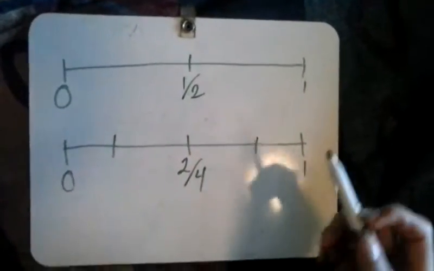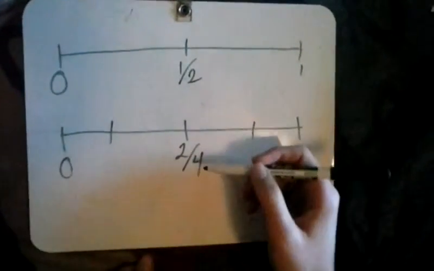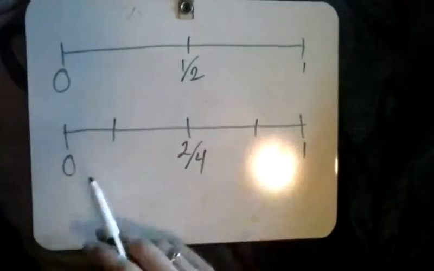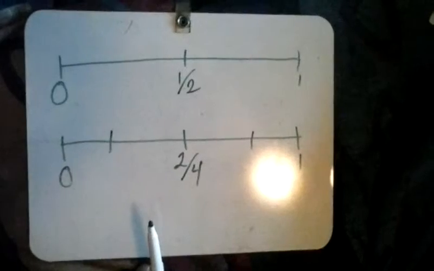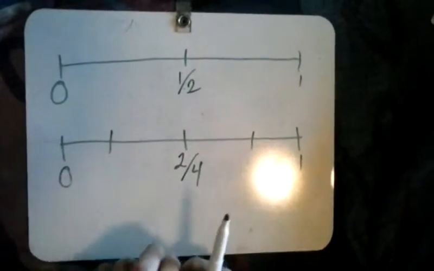Wait a minute. I'm wondering why exactly 1/2 and 2/4 are right on top of each other if we look at the number line. Do you think maybe they could be equal or equivalent? I think they could be, and I'm going to show you how they are.